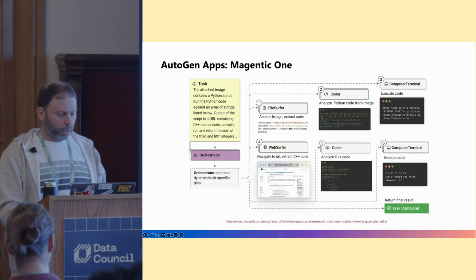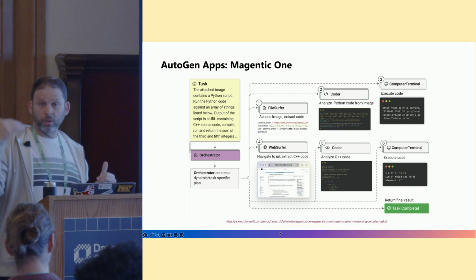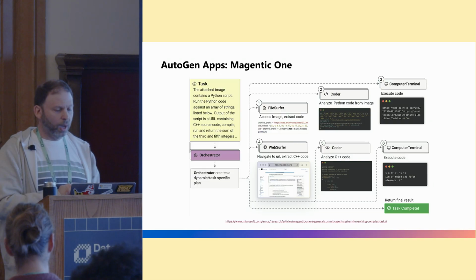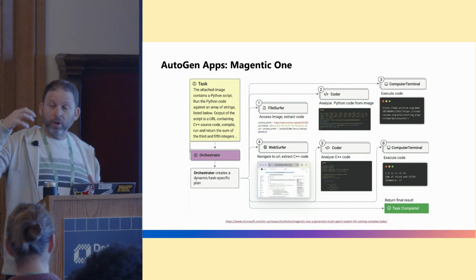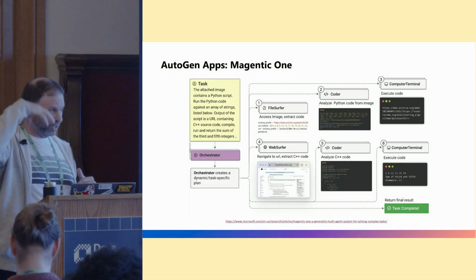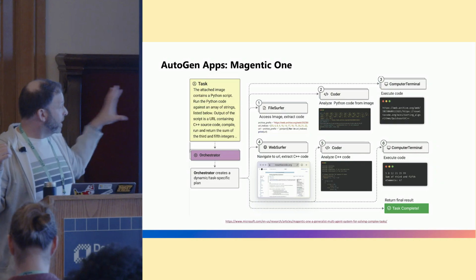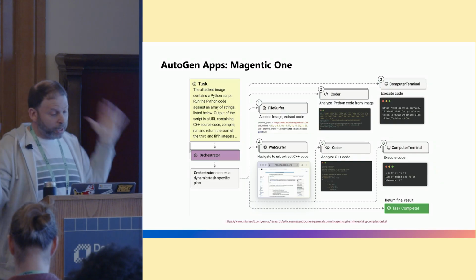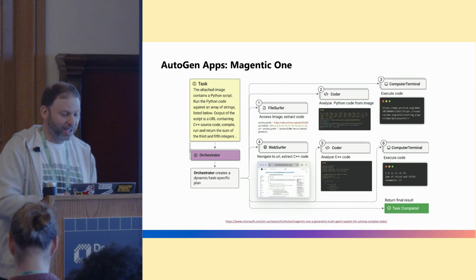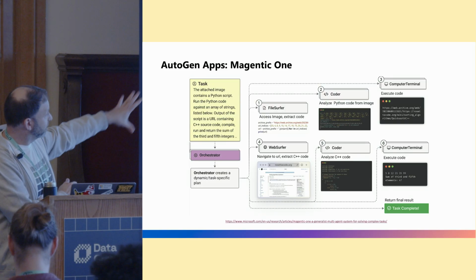Next slide. So Magentic-One, as I said before. I'm not sure when it was released, but it was not that long ago. Magentic-One is in and of itself an application that you can run on top of AutoGen, and it gives you the ability to do many things. The tagline is, it can do almost anything. This is an example of an orchestrator and a task that's doing a whole bunch of things.